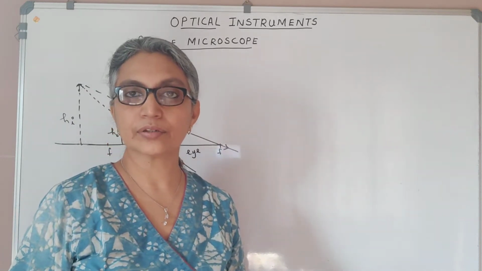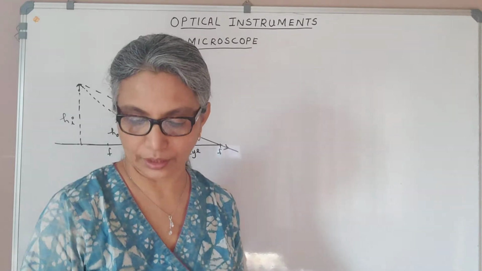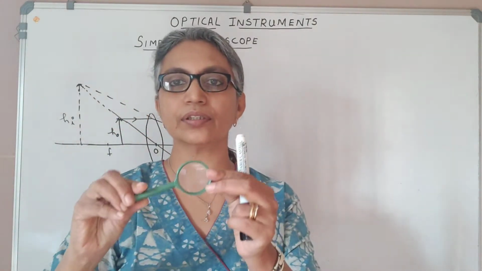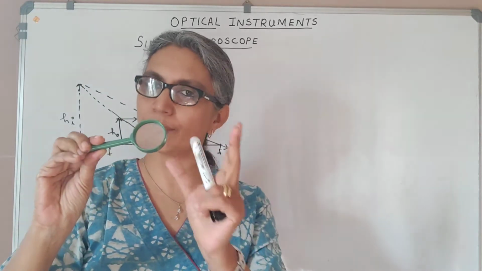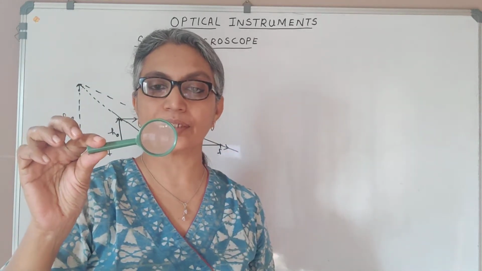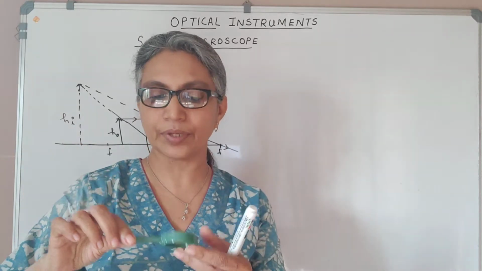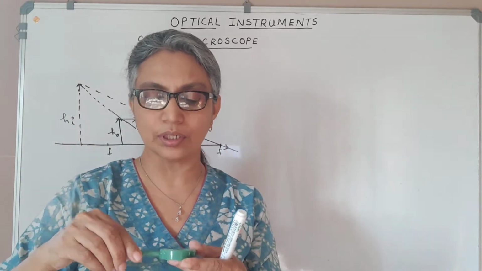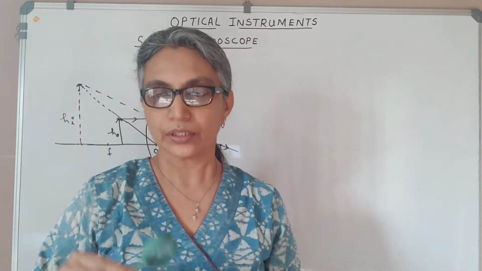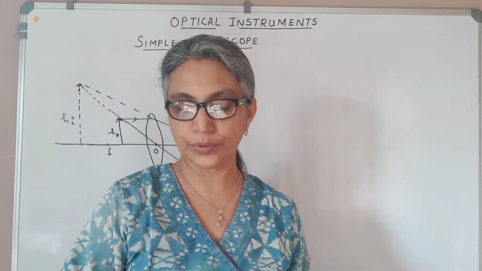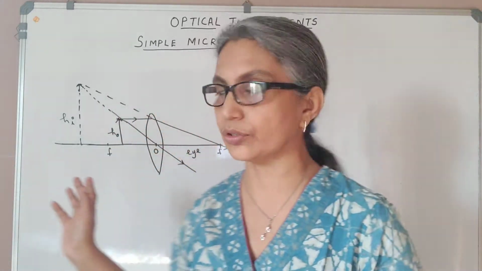Now, a simple microscope is just a magnifying glass like this. You would have seen such a magnifying glass. This is just a normal convex lens. You can use this magnifying glass to enlarge, maybe when you are trying to read something very small. If you use a magnifying glass, you can see it enlarged. So this is what we have as the simple microscope.